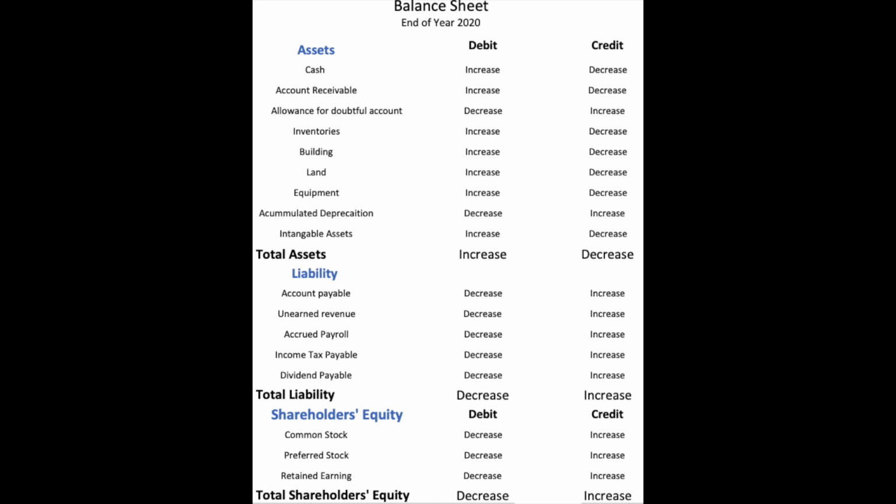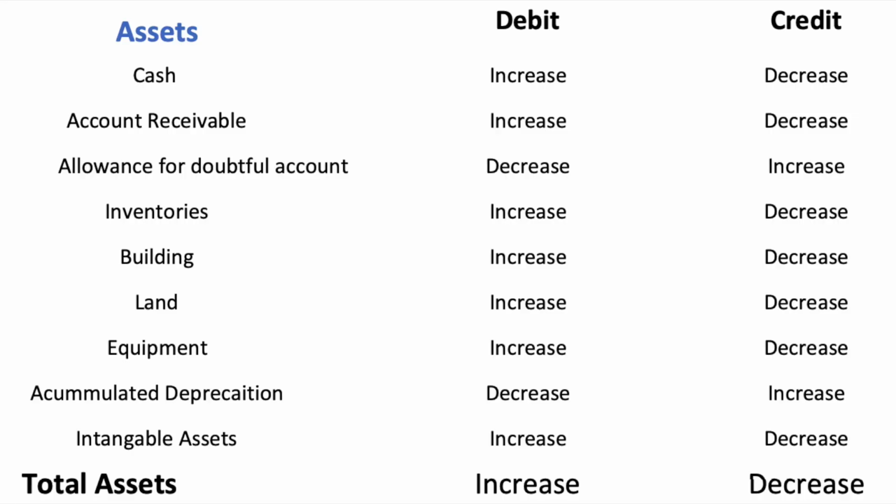For the balance sheet, let's start with assets. In current assets, cash increases with a debit and decreases with a credit. Accounts receivable is cash owed to a business. Accounts receivable is expected to be paid to our company in the future. Accounts receivable increases with a debit and decreases with a credit.